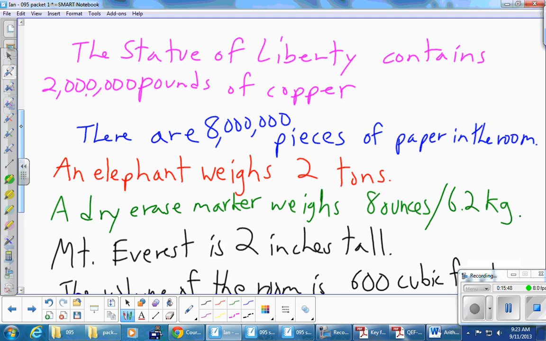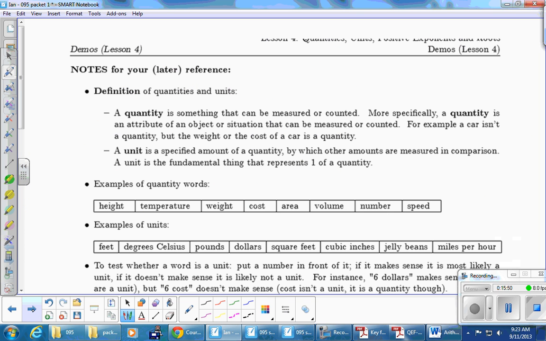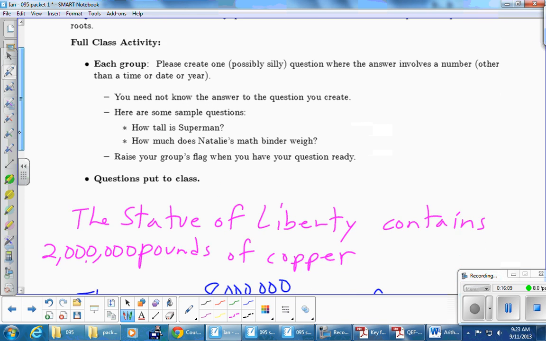But a quantity, check it out here, just the very first sentence. A quantity is something that can be measured or counted. I say it again, a quantity is something that can be measured or counted. A unit is a specified amount of a quantity. A unit is a specified amount of a quantity. That's all I'm going to say for those definitions.